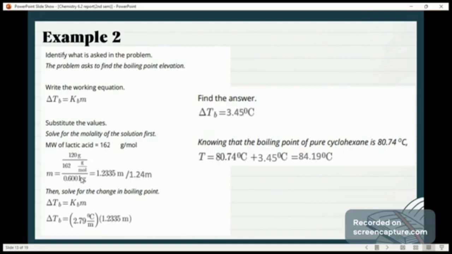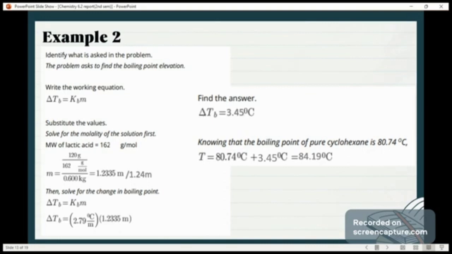of 0.6 kilogram. So we have to cancel both grams, and the only one na naiwan is kilogram na lang. So we come up with 0.6 kilogram. And then we have to answer that on our scientific calculator, or any calculator. We come up with 1.2335 molal solution, or we can round it off. So we have 1.24 molal solution.